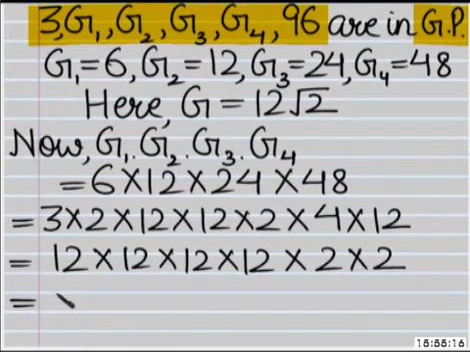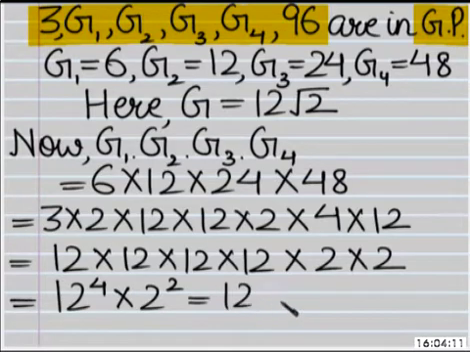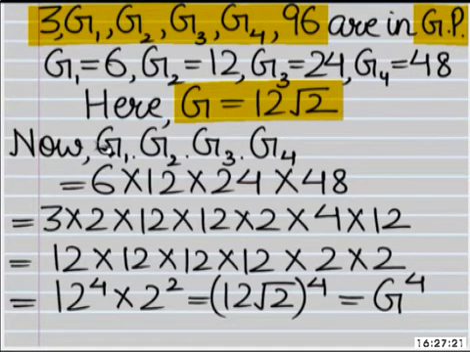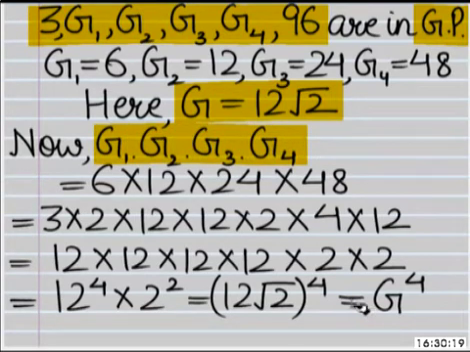So it will be equal to 12 raised to the power 4 into 2 raised to the power 2, which can be written as 12 into square root of 2 whole raised to the power 4, which is equal to G raised to the power 4, because G is equal to 12 into square root of 2. So the product of four geometric means is the fourth power of the geometric mean between 3 and 96.